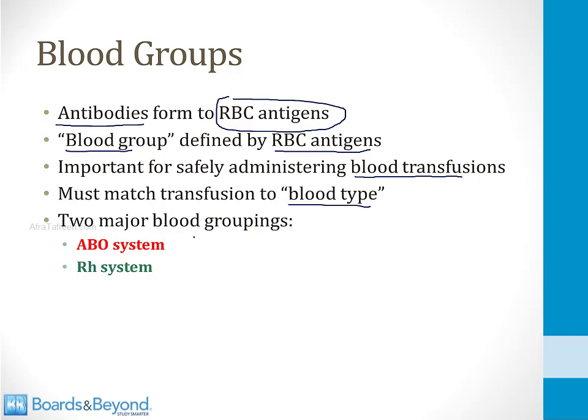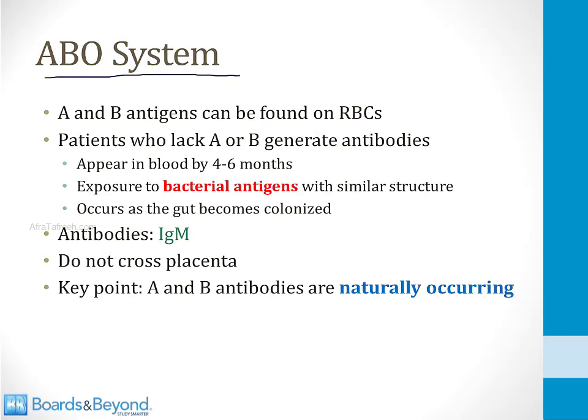There are two major blood grouping systems. The first one is called the ABO system, and the second one is called the RH system. Let's begin with the ABO blood grouping system.